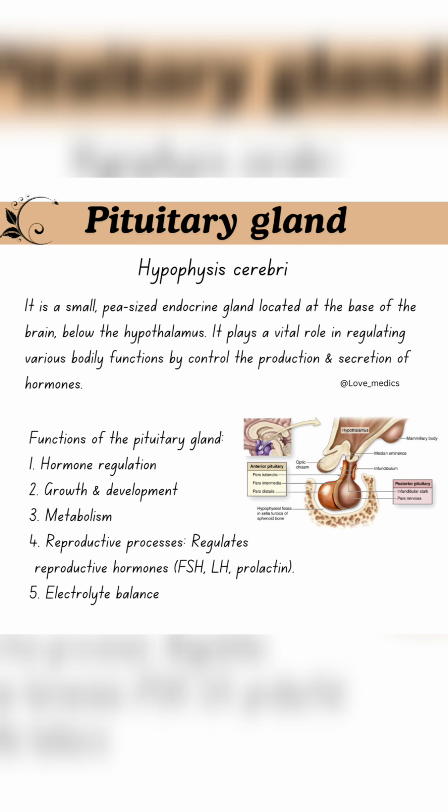It regulates the reproductive hormones, they are follicular stimulating hormone, luteinizing hormone, and prolactin. And the pituitary gland regulates the electrolyte balance by ADH, anti-diuretic hormone.